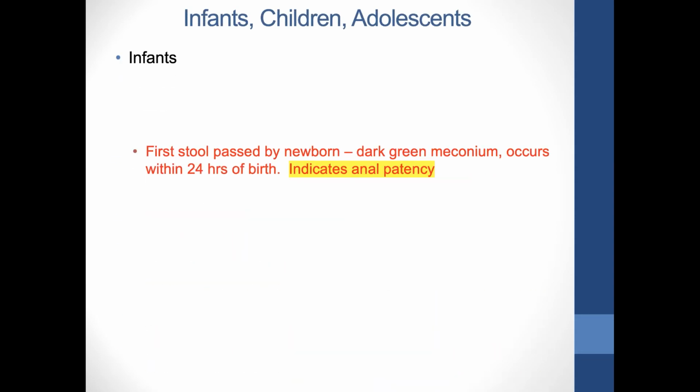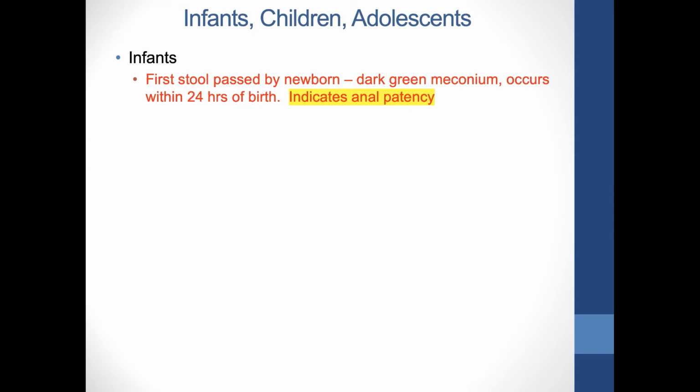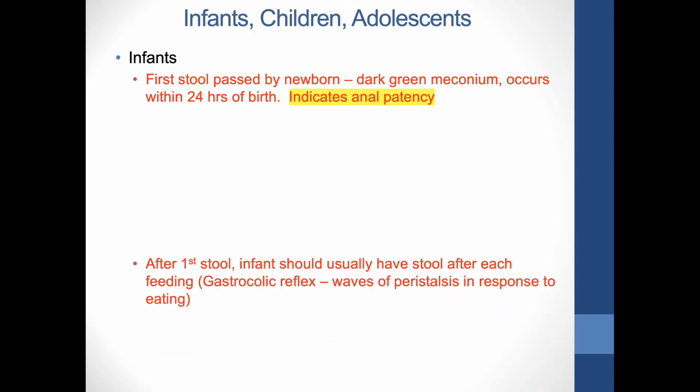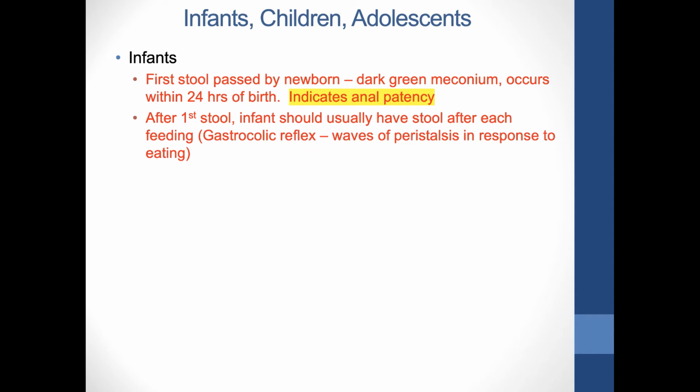With children and adolescents, one of the first things we need to ask about, if we weren't there to witness it, is if the infant has passed the meconium. It's really important for us to know that, because this is what indicates that the anal canal is patent, and that's important for you to know. After this first stool, the infant should usually have a bowel movement after each feeding, and this is due to that gastrocolic reflex, which ends up stimulating the colon and moving things forward, the peristaltic movement.